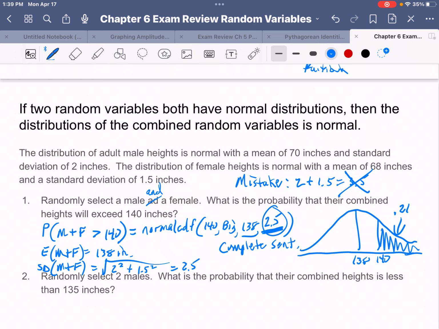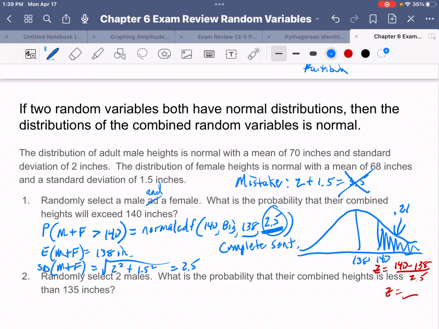Now, don't forget one other thing. When you're doing a free response question about a normal distribution, even though you didn't use it at all, you must include the z-score for this problem. And if I take 140 minus 138 divided by 2.5, I will get that z-score that needs to be shown as part of my work.